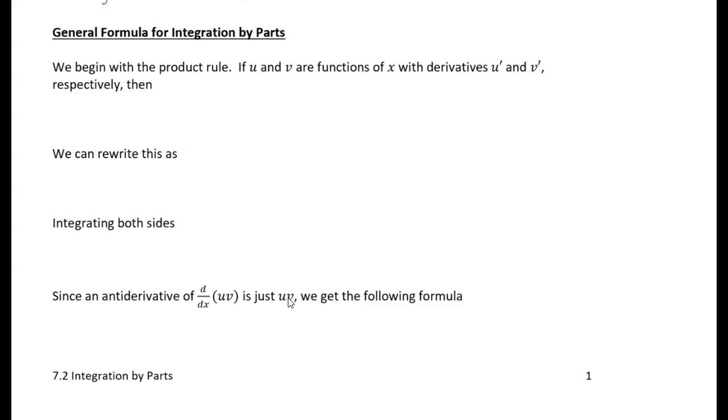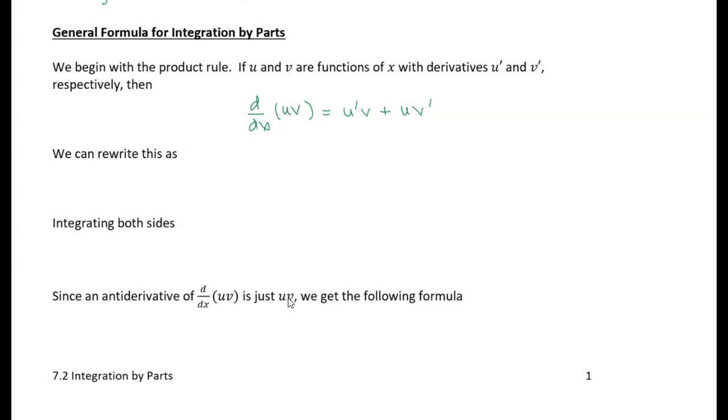If we have two functions u and v that are functions of x, and the derivatives are u prime and v prime, then the derivative d/dx of this product, uv, is just the derivative of the first times the second plus the first times the derivative of the second. That's what the product rule says.